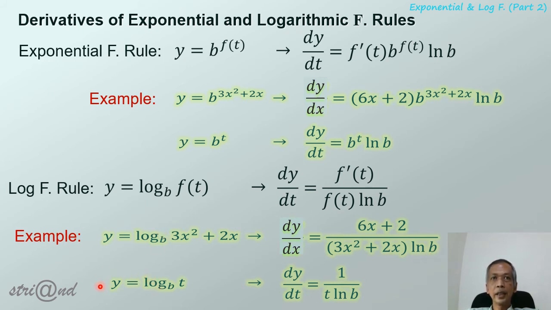And another example, when y equals the logarithm of t to the base of b, the derivative of y with respect to t is the derivative of the function, the derivative of t is 1, divided by the t here, times the natural logarithm of b, the base.